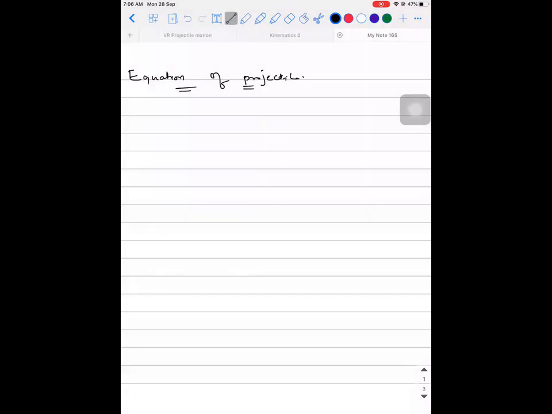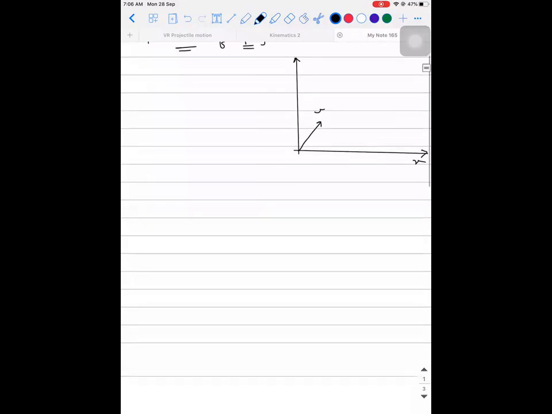When I project a particle at an angle theta with respect to the horizontal, it will travel in a parabolic path and hit the other point, right? So this is O. If I say this point is A, then this is the maximum height and this is the range. Accepted? These are all the facts which we know.